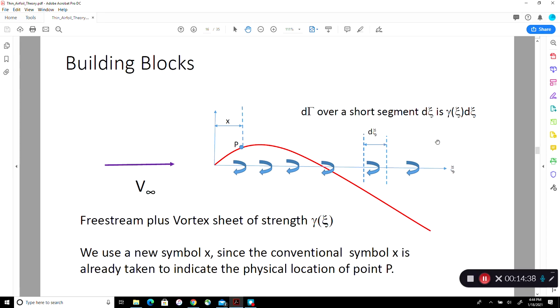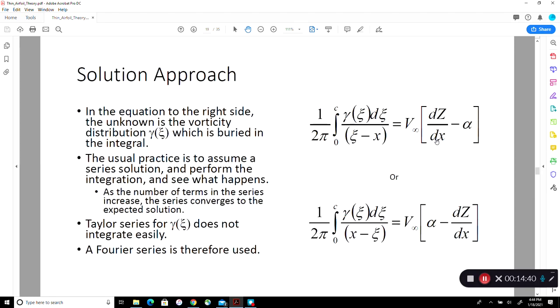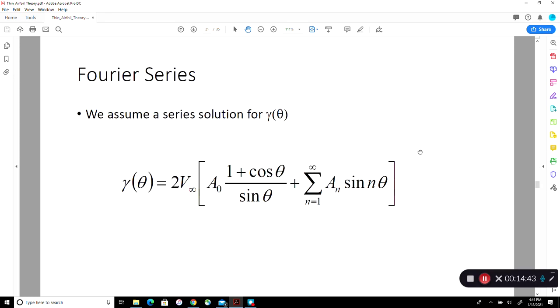That means this gamma xi should go to 0. The only way we can ensure it is by using sine functions, because cosine of pi is not 0, cosine of 2 pi is not 0, cosine of n pi is not 0. On the other hand, sine of pi is 0, sine of 2 pi is 0, sine of 3 pi is 0, sine of n pi is 0, at the trailing edge. That's why they picked the Fourier series including only the sine n theta terms.